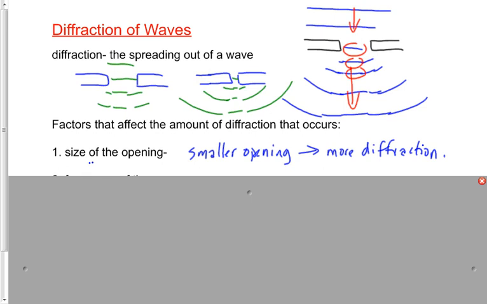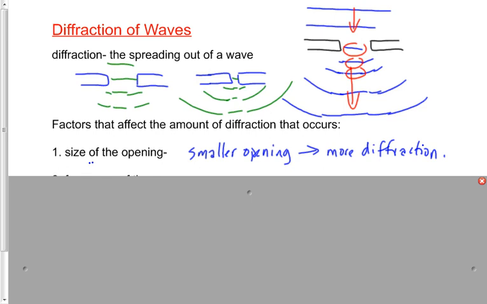In fact, that's the reason why we get more diffraction when we get a smaller opening, because it is closer to a single point source, like throwing a rock into the water. Smaller opening, more diffraction. Bigger opening, more wave goes through, but it spreads out less.